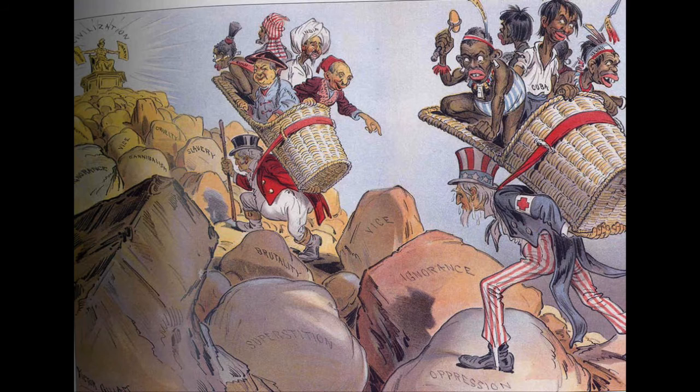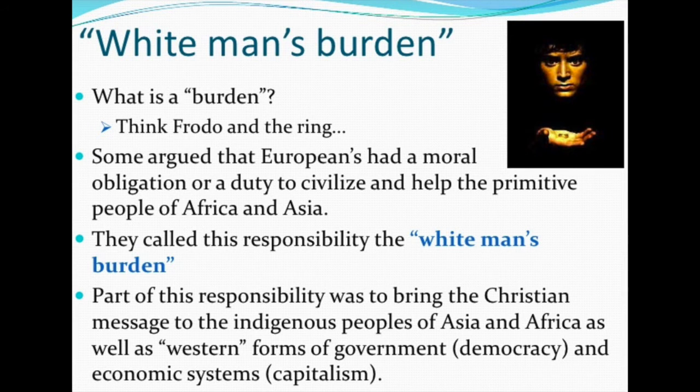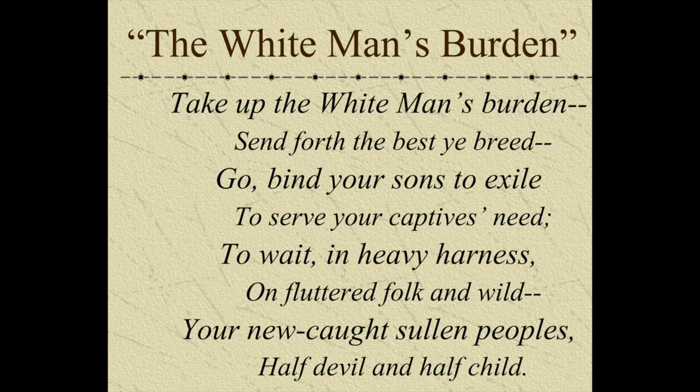An excellent example of the European attitude toward other peoples is a poem called The White Man's Burden. It was written by Kipling, and it's a poem that describes the burden of European people and Christian people to take care of basically lesser races and people of other parts of the world. It reads, "Take up the white man's burden, send forth the best ye breed, go bind your sons to exile to serve your captives' needs. To wait in heavy harness, on fluttered folk and wild, your new-caught sullen peoples, half devil, half child."